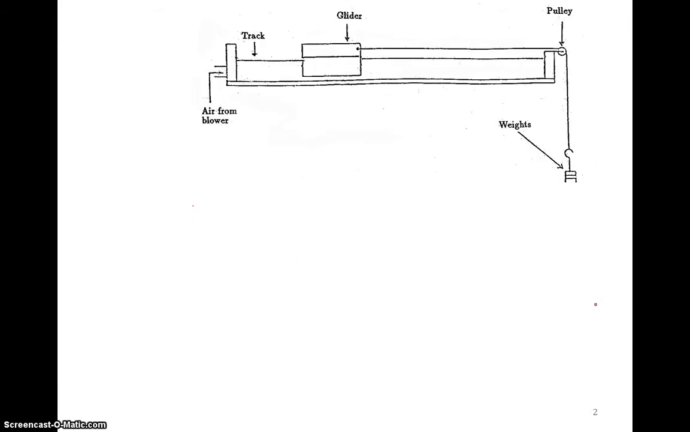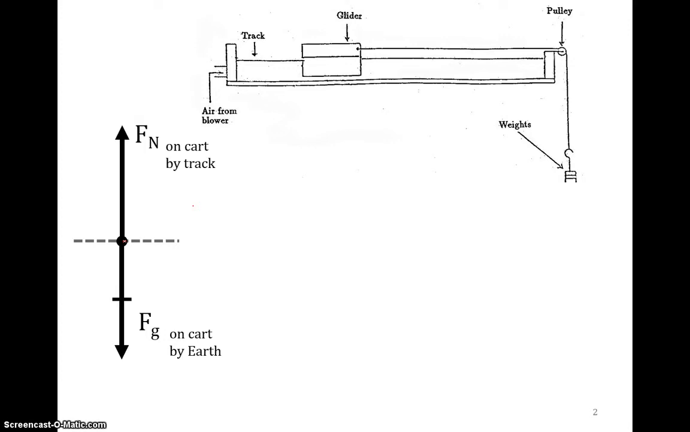So for our force diagram, we're going to start here with the force diagram for the glider or the cart. I have my surface, I have my dot. It's going to have the force of gravity on the cart by the earth, and then the normal force on the cart by the track. Those are going to be equal forces because the cart is not accelerated in the vertical direction, so the forces are going to be balanced.